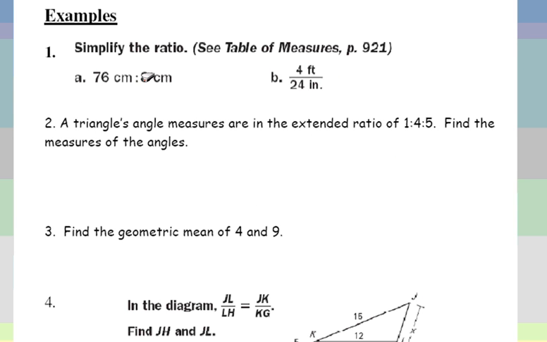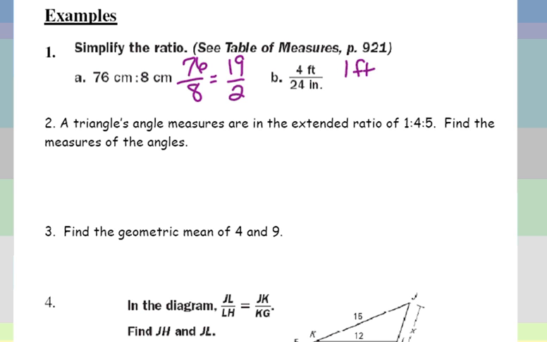We like to simplify our ratios. So if I have 76 centimeters to 8 centimeters, I can also write that as a fraction, 76 over 8. And then obviously I would want to reduce that fraction, and it reduces to 19 over 2. Now, this one, I can reduce this and keep it in this proportion.